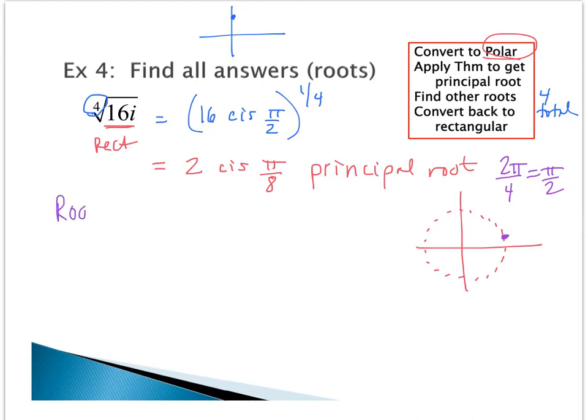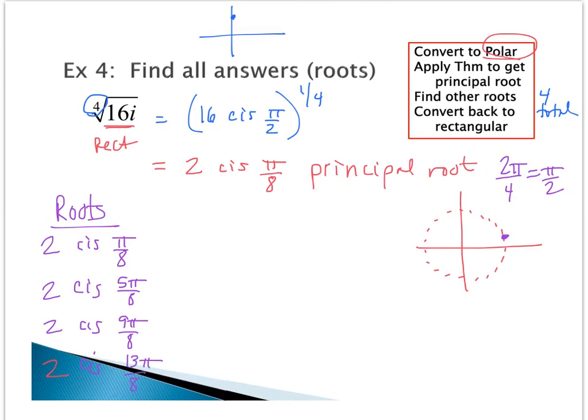So if we look at our roots, my first one is 2 cis pi eighths. All 4 of the roots are going to have the same radius, so they're all going to start with a 2, and they'll all have the cis in there. Alright, so now with my angle I need to add pi halves, which is the same as adding 4 eighths. So my next angle will be 5 pi eighths, 9 pi eighths, and then 13 pi eighths.